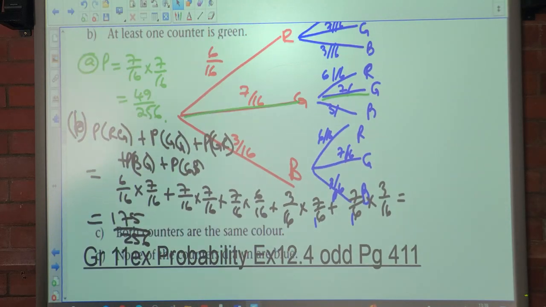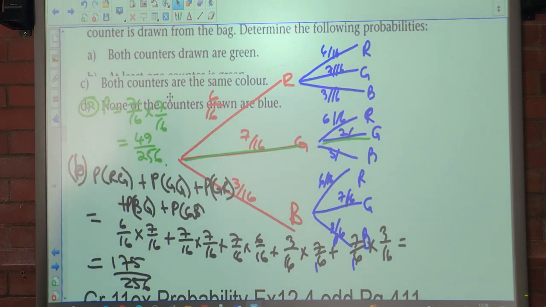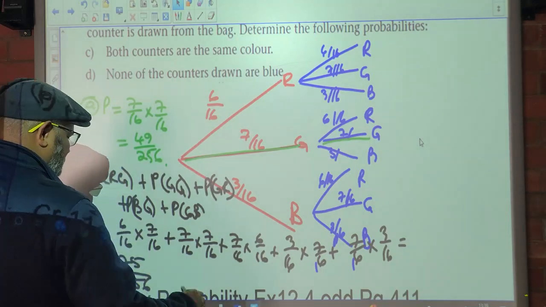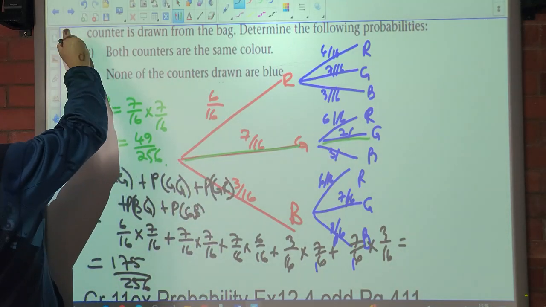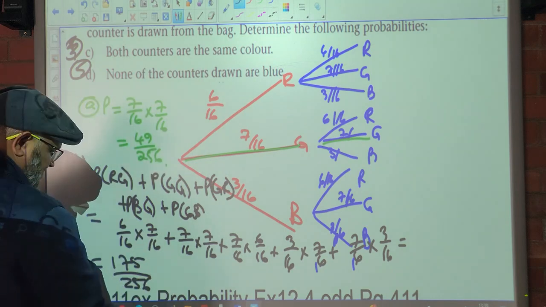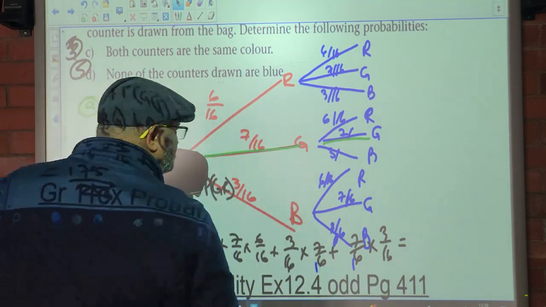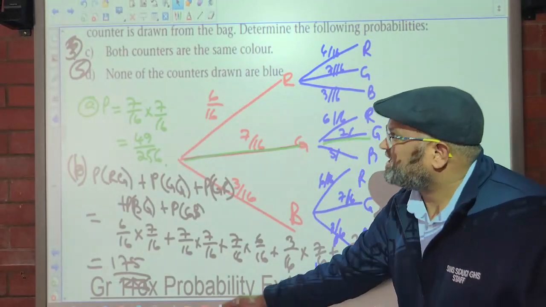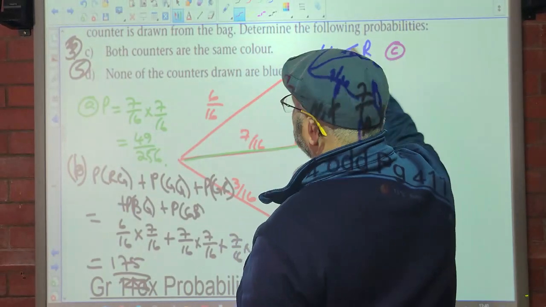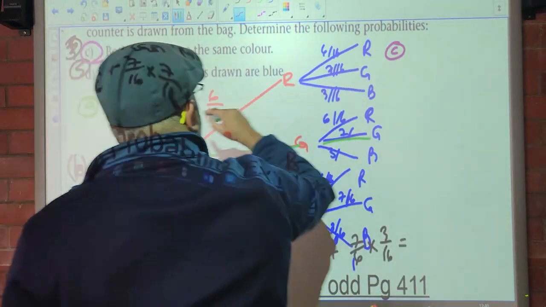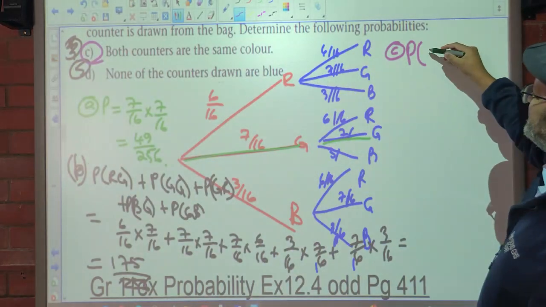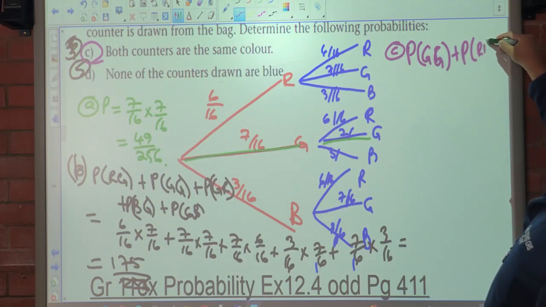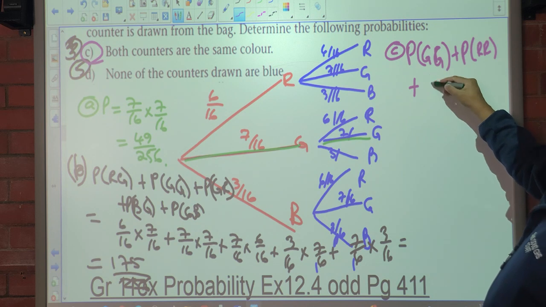It says, determine the probability that both counters are the same color. Okay, so let's look at C. C says both are the same color. So which probabilities must be considered? It can be green, green, plus red, red, plus blue, blue.